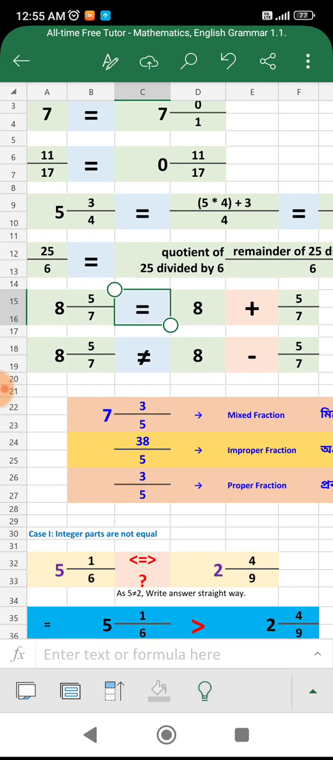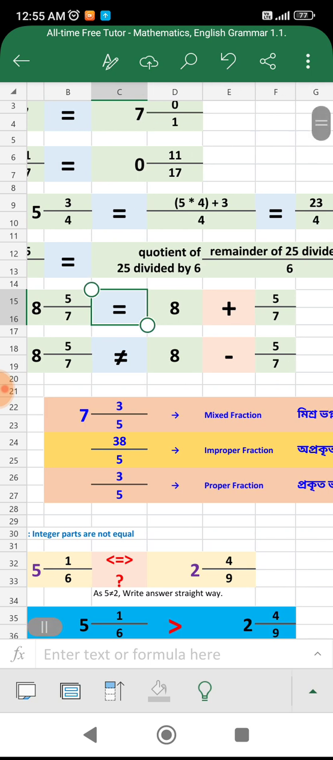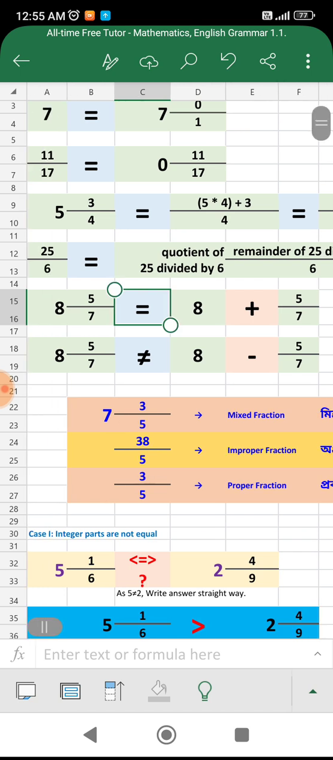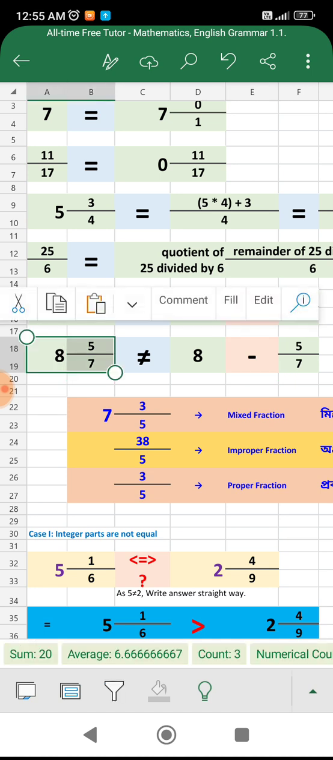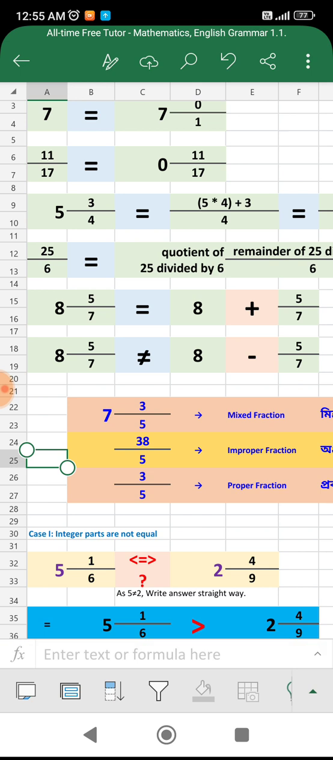8 whole 5 upon 7 is equal to 8 plus 5 upon 7. Both numbers are equal. But if it is a minus here, then it cannot be equal to this. You have to remember this.